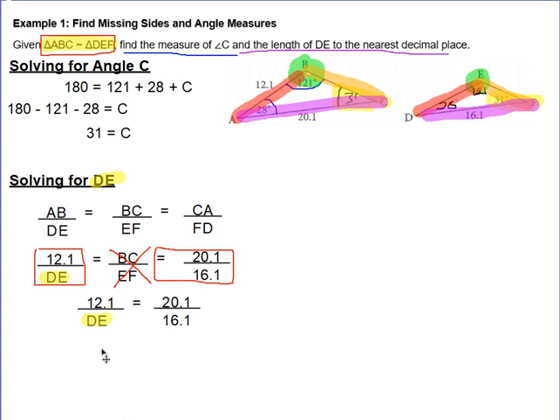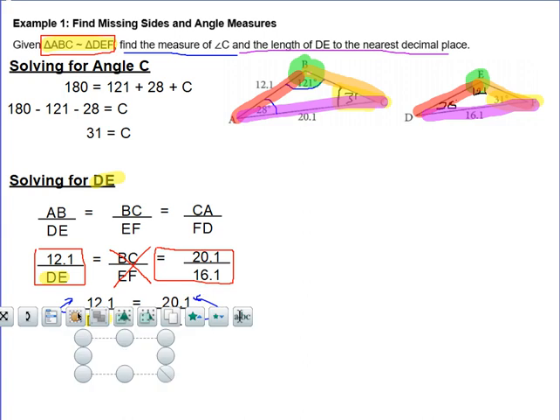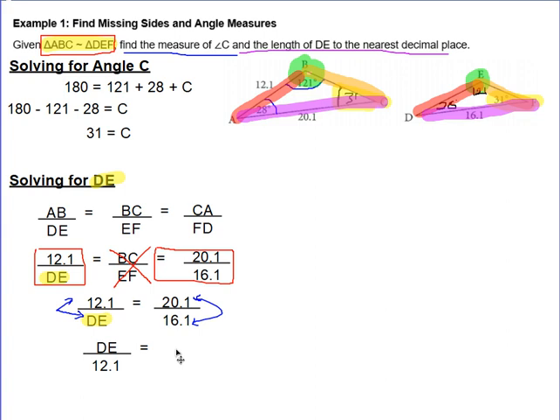And here we go, right? Just like we did on the first page, we're going to flip both of these fractions. We're going to have DE on top, and if we flip the one side, we have to flip the other side as well. So we should get DE over 12.1, and on the other side, 16.1 over 20.1. Notice how we just flipped them. Now, just like we did on that first page, we're going to multiply each side by this denominator, because we're trying to solve for DE, so we have to get rid of the dividing by 12.1. We do that by multiplying each side by 12.1. They both cancel like that, and we're just left with DE.